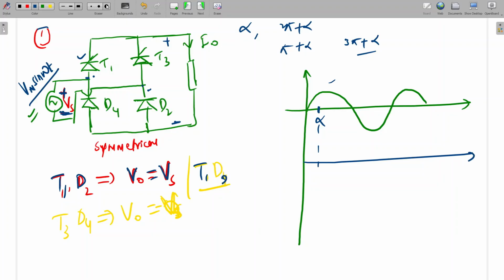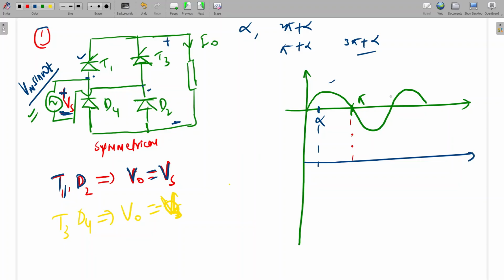One second. Sir, here it might be possible D4 is also conducting. How can we judge that? See, in steady state we can write that waveform. I'm triggering at alpha only, so before alpha, nothing will be there. If we do the simulation of the circuit in MATLAB, if you are firing at alpha, the output will come after alpha only, because before alpha the circuit was disconnected.